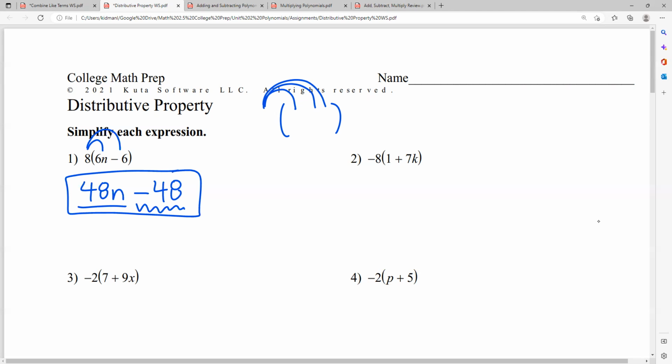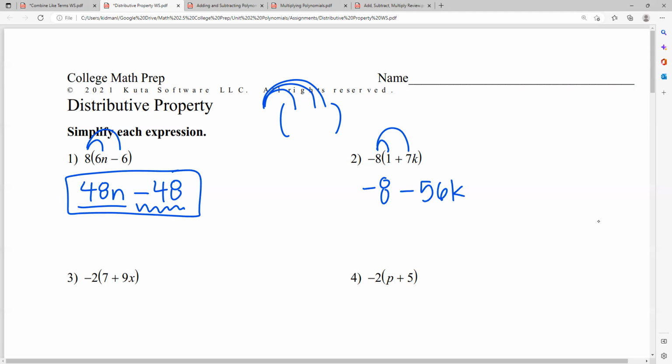So let's take a look at this next one. It'll look very similar. So we're going to do our negative 8 times 1, which is negative 8. Our negative 8 times 7k, negative 8 times 7 is negative 56. And then we pop our little k on there. Now, because that negative 8 and that k can't be combined together, we can leave it there.